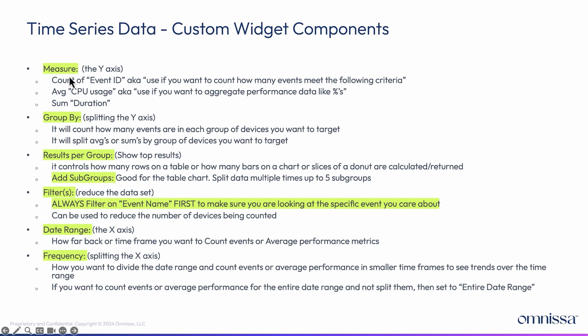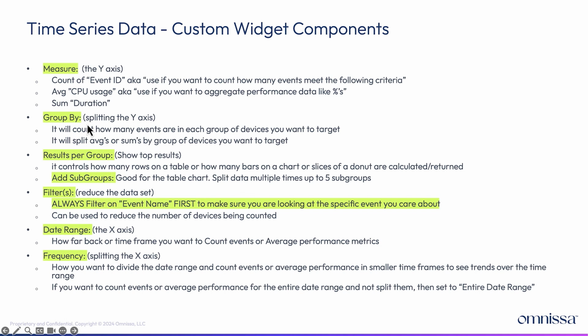Then you come up here and you can start your analysis. Measure, which again is the y-axis. You're counting up events: I want to count up how many events happened that met the following criteria over a time range. And again, the other type of data is performance data or duration, as mentioned before. So average CPU usage or sum of duration.